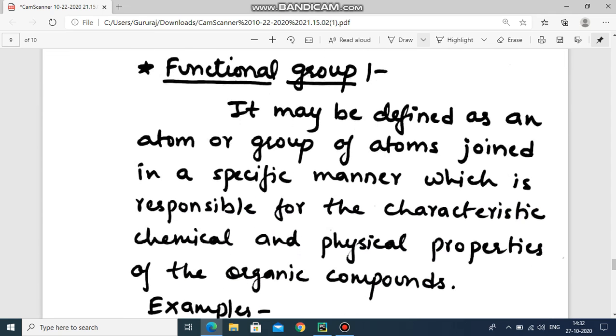A functional group may be defined as an atom or a group of atoms joined in a specific manner which is responsible for the characteristic chemical and physical properties of organic compounds. When these functional groups are present in an organic compound, they give the compound very specific chemical and physical properties. Such a group or atom is called a functional group. It is an atom or group of atoms joined in a specific manner which is responsible for characteristic chemical and physical properties of the organic compounds in which they are present.